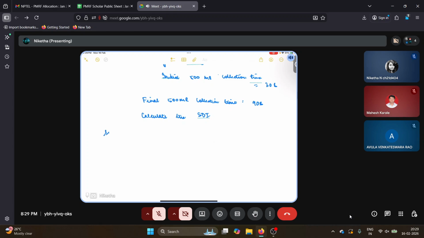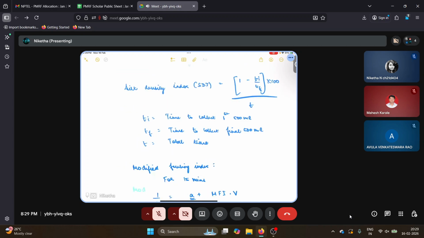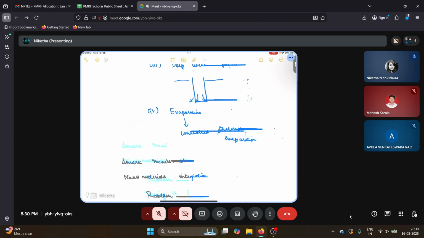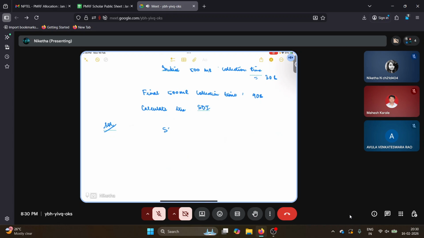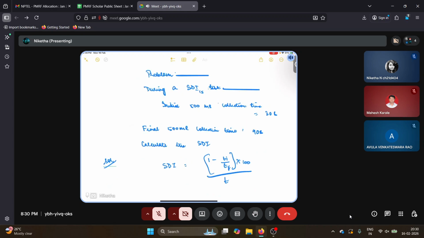So if you could recall, silt density index was (1 minus Ti by Tf) into 100 by T. So can you all tell me what is Ti, Tf, T, etc. All of them. What is Ti here?